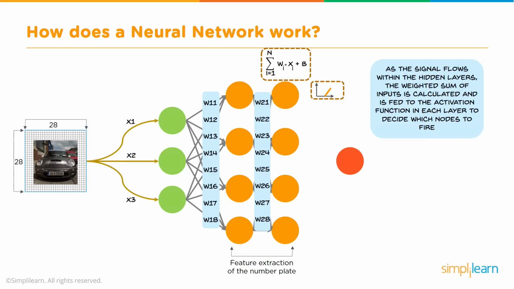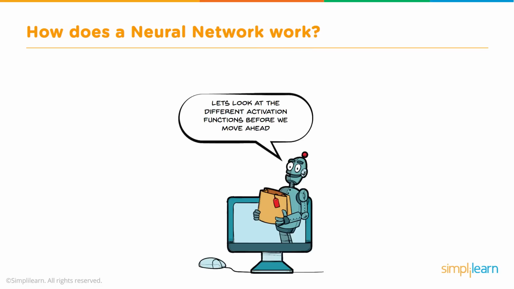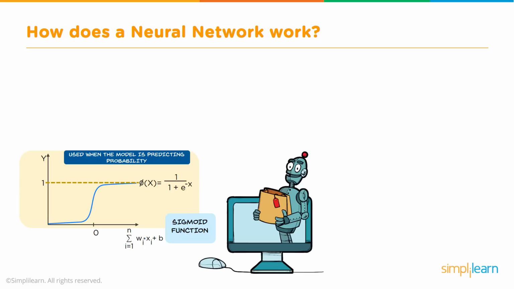And this becomes important. We're going to take a little detour here and look at the activation function. So we're going to dive just a little bit into the math, so you can start to understand where some of the games go on when you're playing with neural networks and you're programming. So let's look at the different activation functions before we move ahead. Here's our friendly red tag shopping robot. And so one is a sigmoid function.